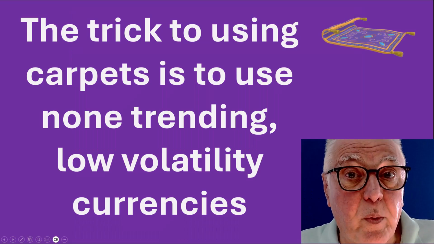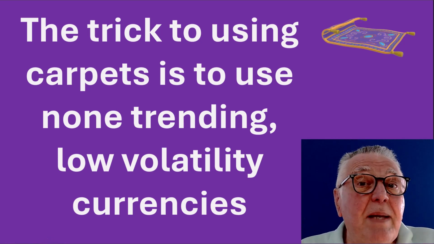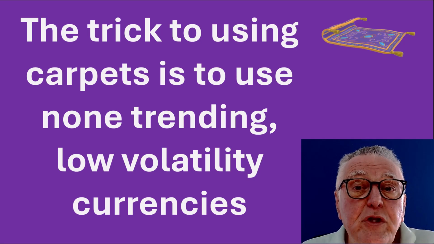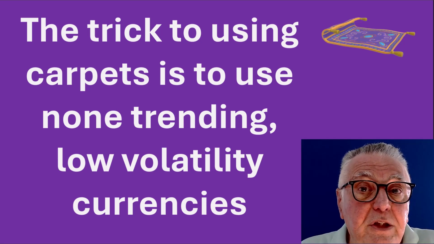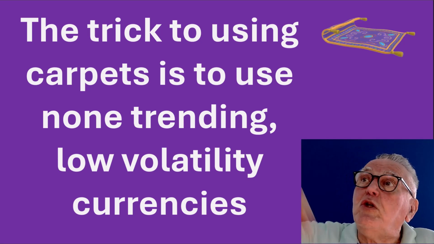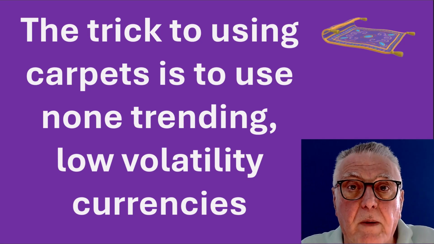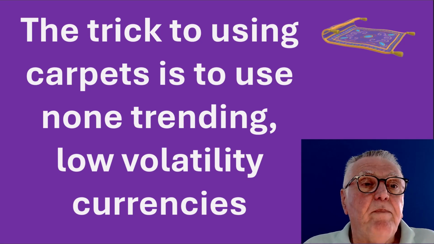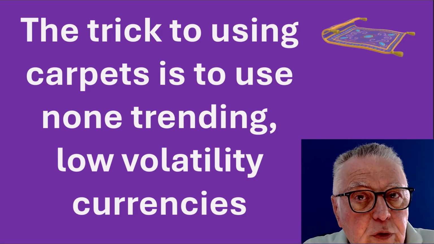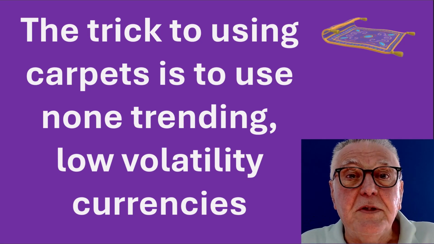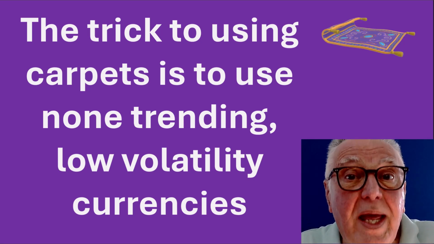So what is the trick with a magic carpet system? Very easy. When using the carpet system, you have to use non-trending, low volatility currencies. You don't want the currency to start trending for 1,000 pips. You are going to be in big trouble. So you have to find currencies that are low volume, low trending currencies. Okay, so you suddenly start panicking. Oh, I've got to do some work. No, you don't have to do some work. I've done that for you.